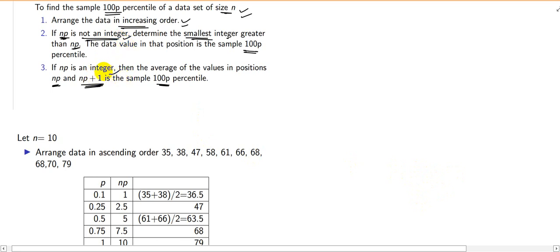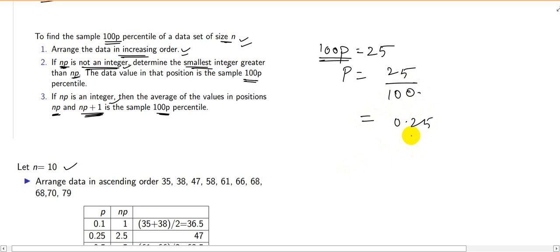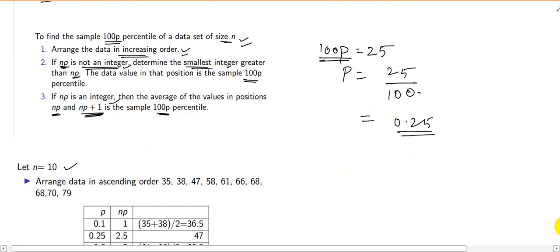For the median we had two different procedures depending on whether n is odd or even. Here the value is n. So what is np actually, or 100p? 100p is the percentile. If we ask you to find the 25th percentile, that means 100p is equal to 25, and p is equal to 25 upon 100, which is 0.25. That 0.25 would be the value of p, which we multiply with n.